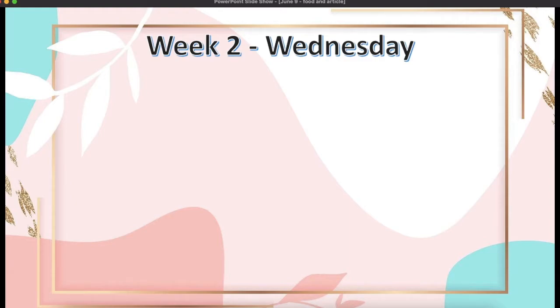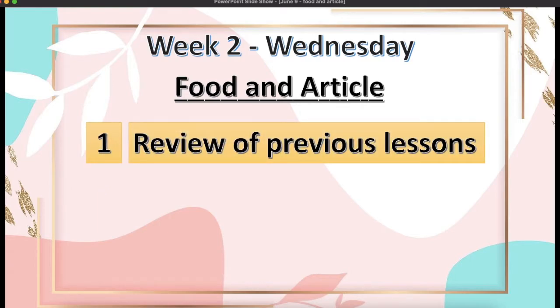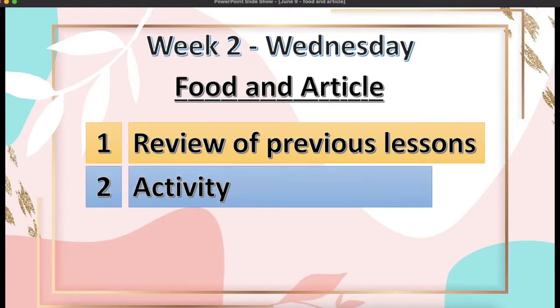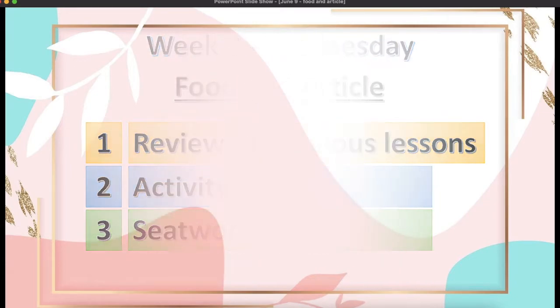It's Wednesday today. So, the things that we are going to talk about are food and articles. First, we have to review our previous lessons. Last time we talked about food and about articles, and right now we're going to review both. Second, we are going to have our activity together with Miss Faye, and last one would be the seatwork that you have to do on your own. Now, let's move forward.